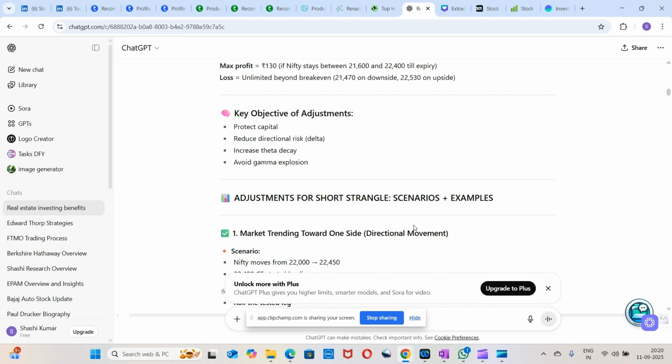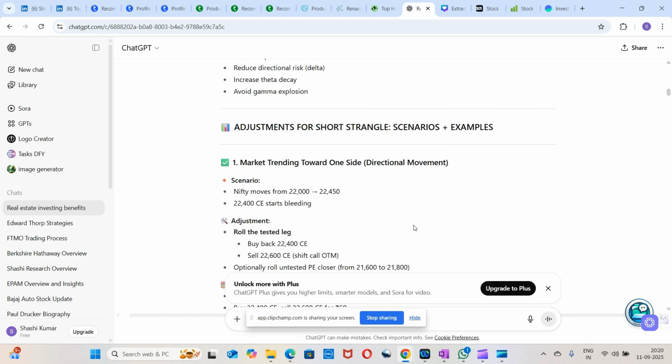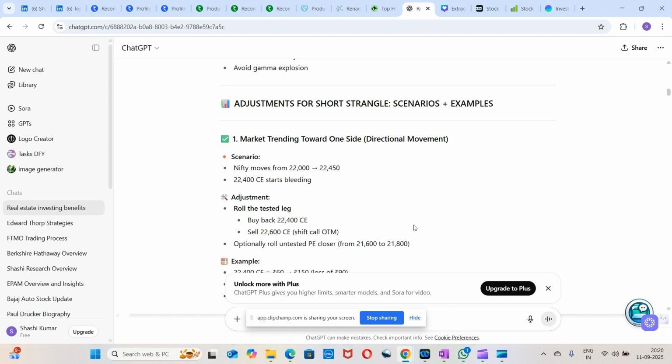Okay, so why are we doing adjustments? We are doing adjustments to protect capital, reduce directional risk, increase theta decay and avoid gamma explosion. So those are the reasons why we do adjustments basically. Now, what are all the scenarios for a short strangle when we need to do adjustments, and what are the different examples? We will go through that.